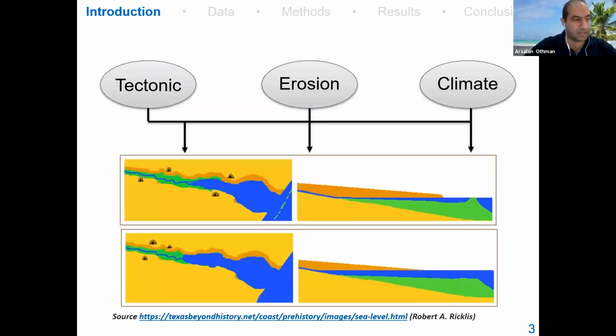First, to begin with the introduction, the change in sea level depends on tectonic erosion and change in climate, but that should be global, not like small sites. For example, if you have an active tectonic and low erosion and glacial, you will find no change or you will find a regression in the sea level and vice versa.